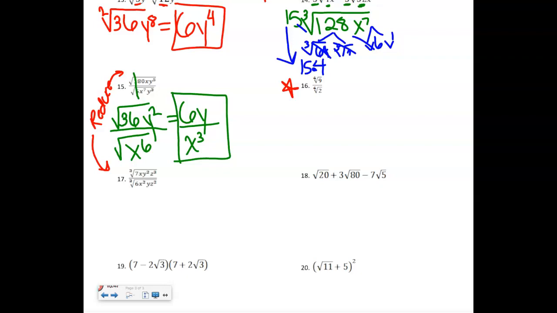So I see here that I have the 4th root. So that means I need 4 of things. So I only have 1 2. So that means I need 3 more 2's. And reminder, whatever you multiply to the bottom, I also have to multiply it to the top.